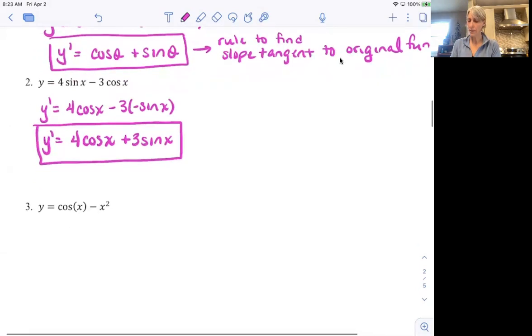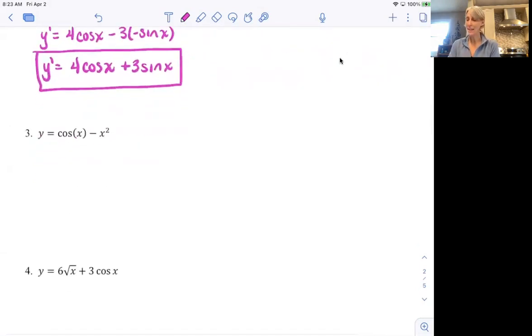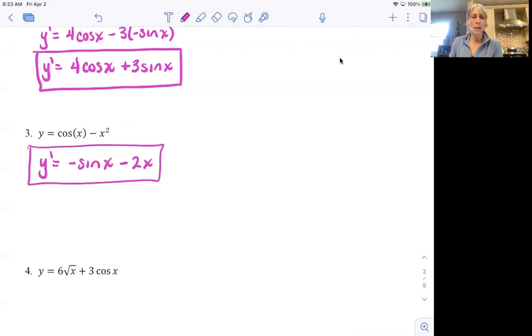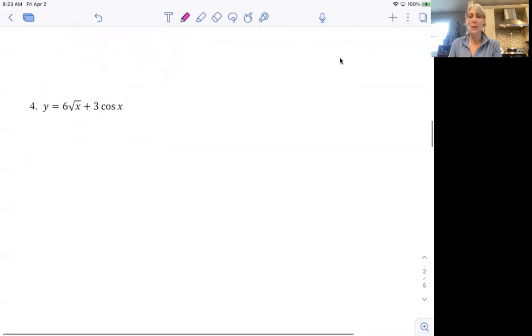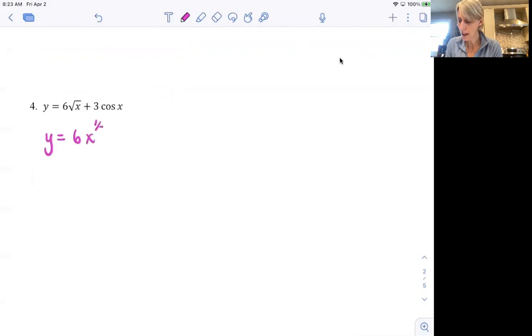So very easy stuff. If y equals cosine x minus x squared, now I have a trig and I have a strictly algebraic, doesn't matter. One term at a time. Y prime equals negative sine x minus 2x. If y equals 6 radical x plus 3 cos x, you have to remember, you have to rewrite that radical sign as a fraction power before you can begin. Y prime equals, bring the power down in front, subtract 1 to get the new power.